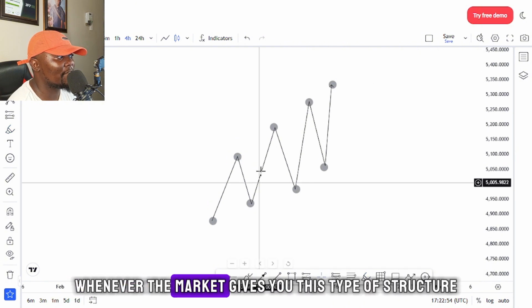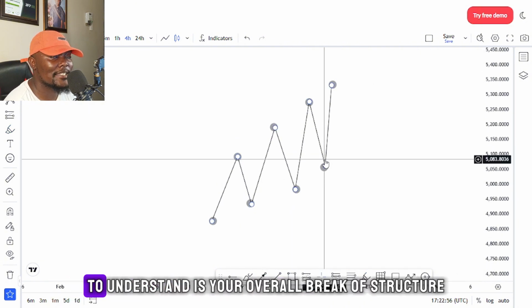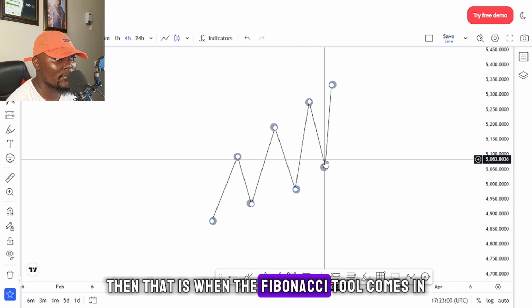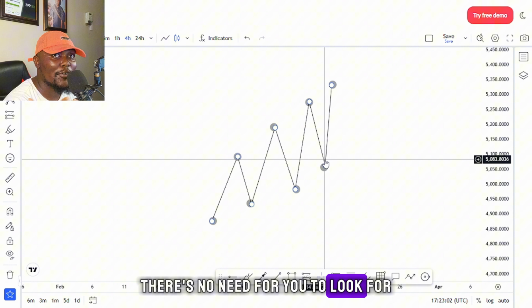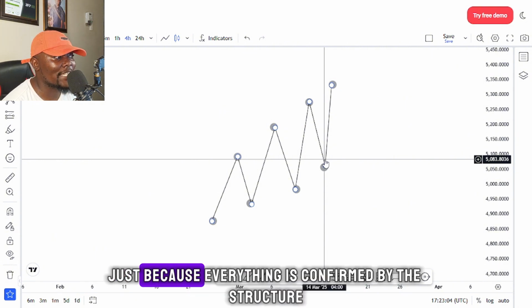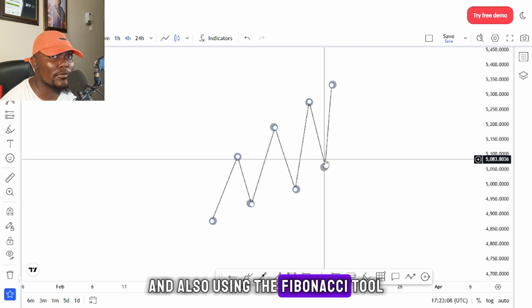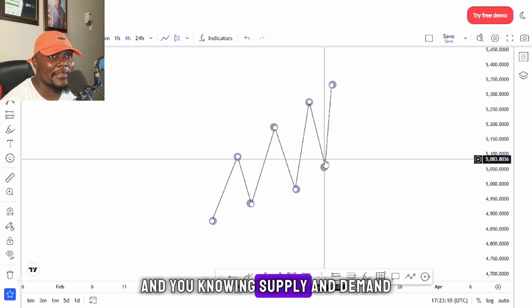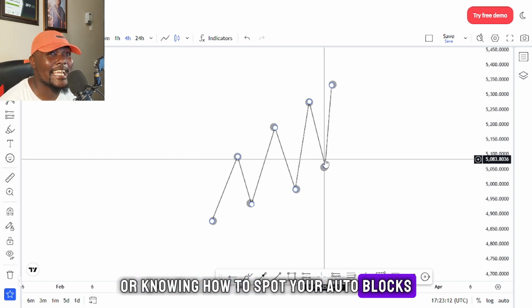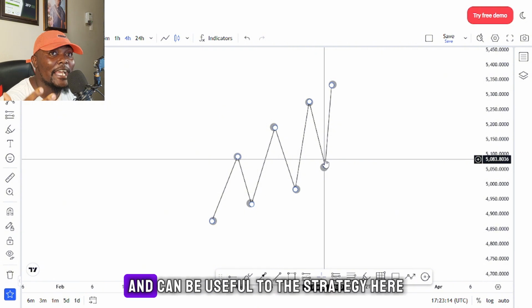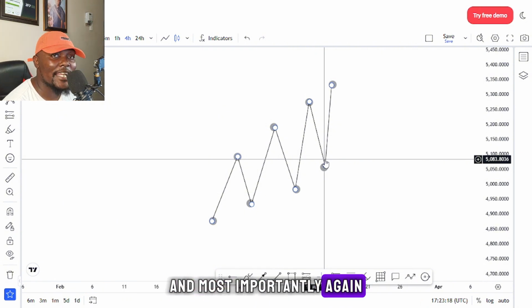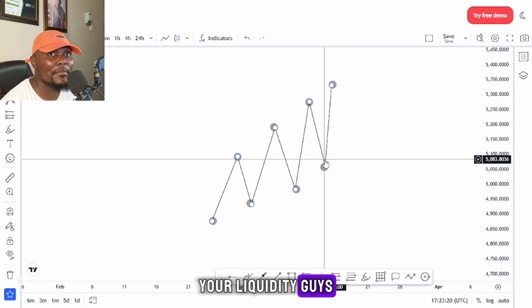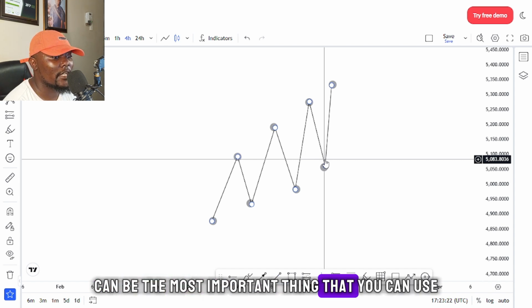So whenever the market gives you this type of structure, what you need to understand is your overall break of structure. Then that is when the Fibonacci tool comes in. There's no need for you to look for confirmation entries, just because everything is confirmed by the structure and also using the Fibonacci tool. Knowing supply and demand, or knowing how to spot your order blocks, can be useful to the strategy here. And most importantly, again, your liquidity, guys, can be the most important thing that you can use.